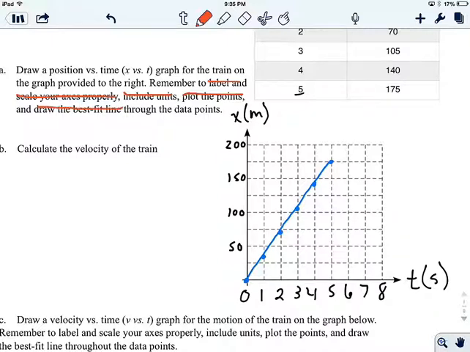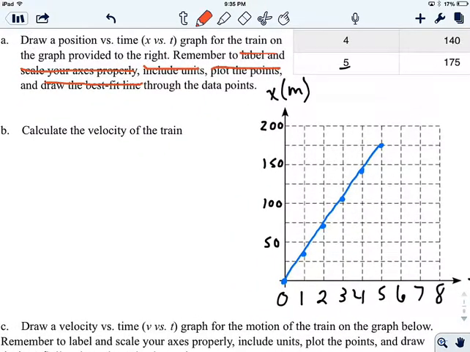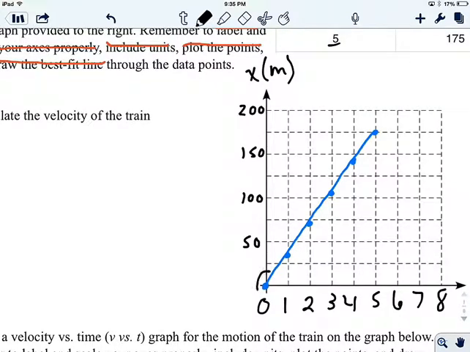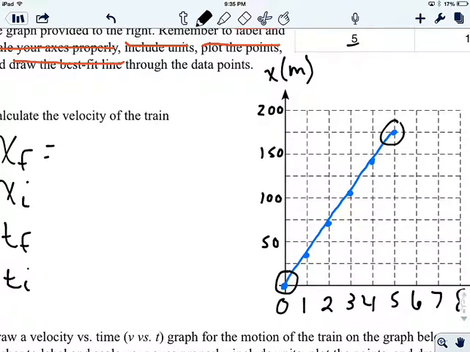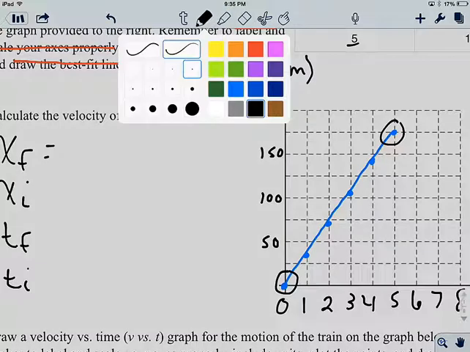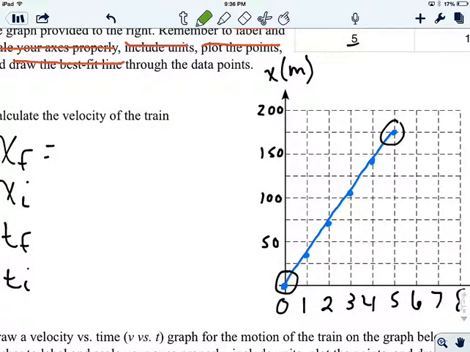All right, calculate the velocity of the train. Now for this one, I'm just going to go ahead and use my very first point and my very last point. So I've got x_f, x_i, t_f, and t_i. Now x_f, the final position, if I trace myself over to the final position, I see I'm going to have 175.